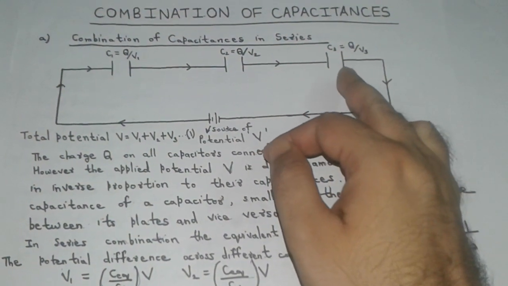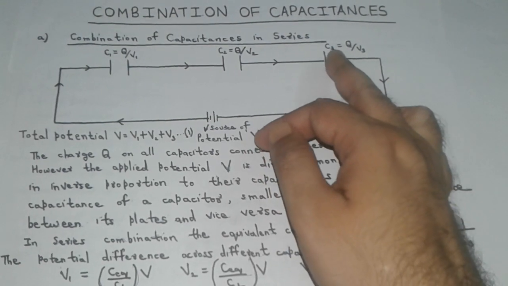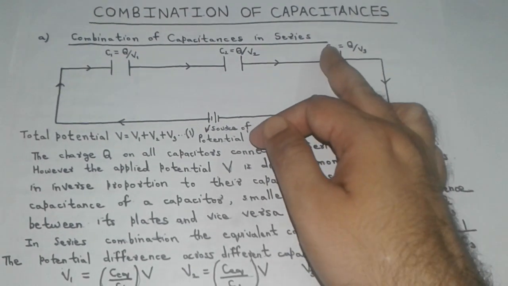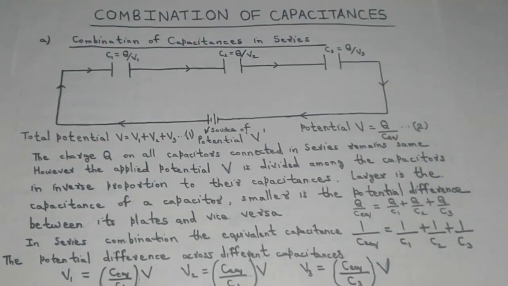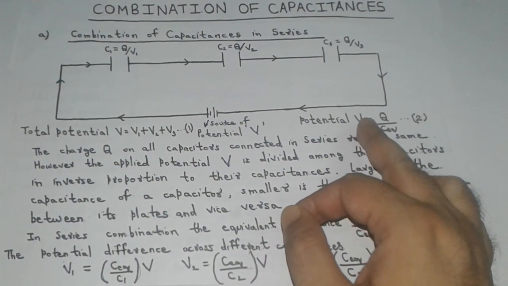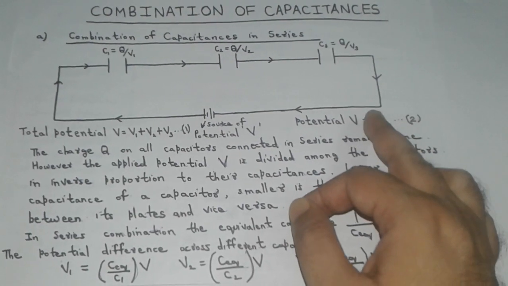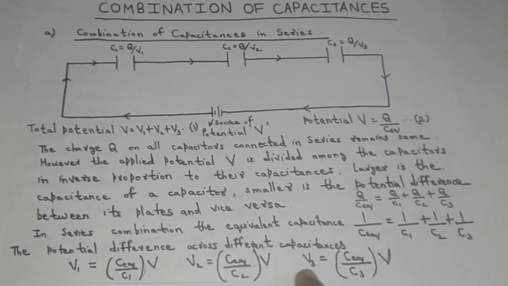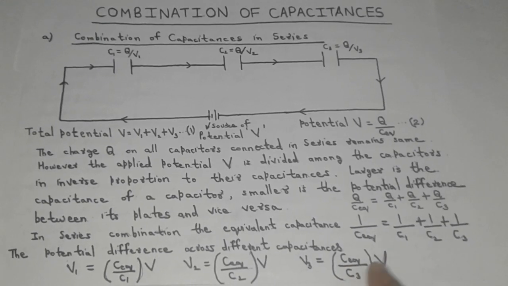Similarly, the potential drop across the capacitor with capacitance C3 will be given by V3 equal to Q upon C3. Again from equation 2, Q is C equivalent into V. So substituting Q is equal to C equivalent into V, we get V3 equal to C equivalent into V upon C3.